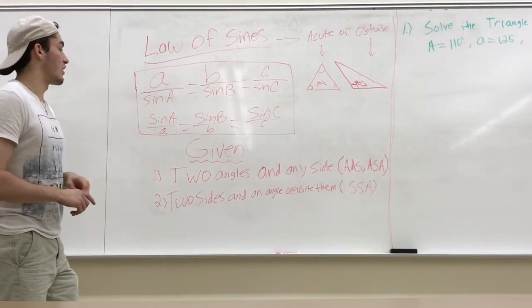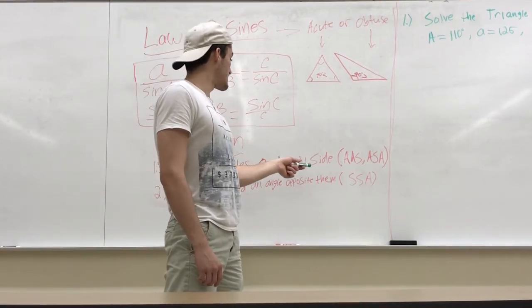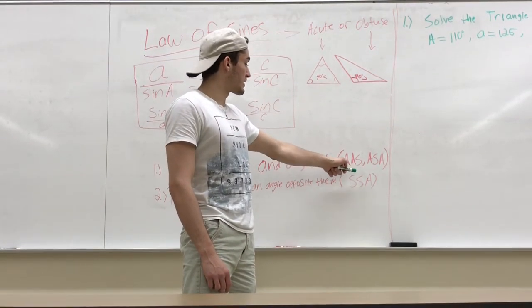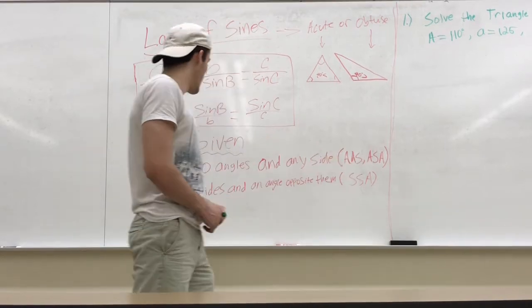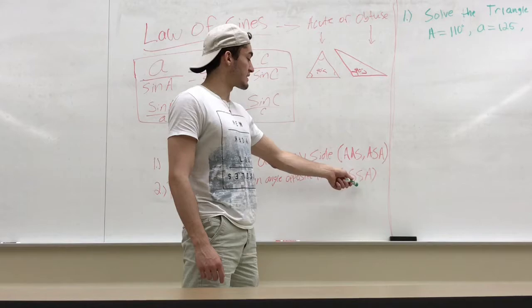You can only use the law of sines if you're given two angles and only one side, so it would be angle, angle, side, or angle, side, angle, or two sides and an angle opposite of them, which would be side, side, angle.